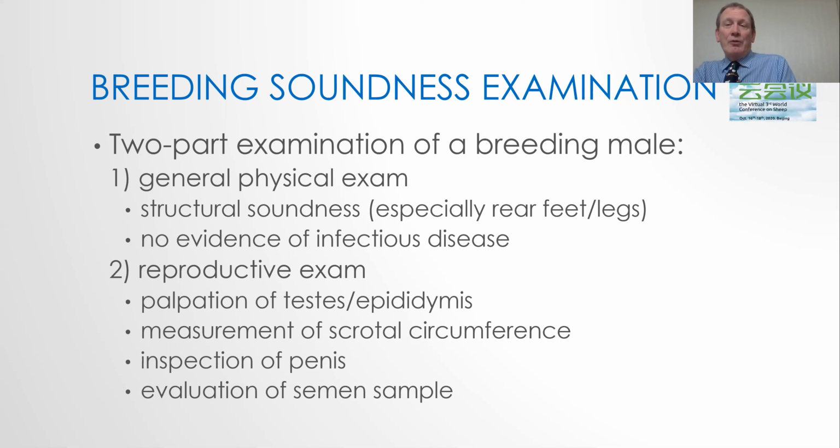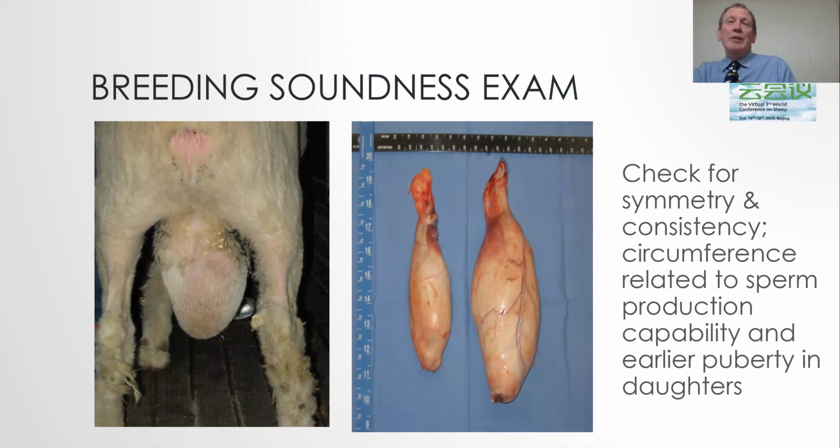We'll want to measure the scrotal circumference. We're going to want to inspect the penis, particularly looking at that urethral process, or filiform appendage as it's sometimes called, to be sure that there aren't any stones blocking the urethra. And of course, we should ideally collect a semen sample and look at it microscopically so that we can know that we've got a good breeding ram.